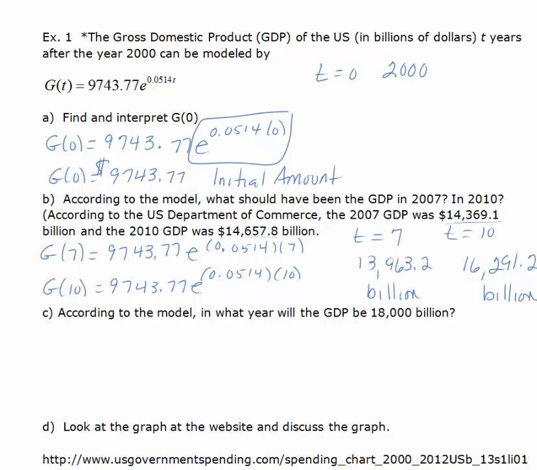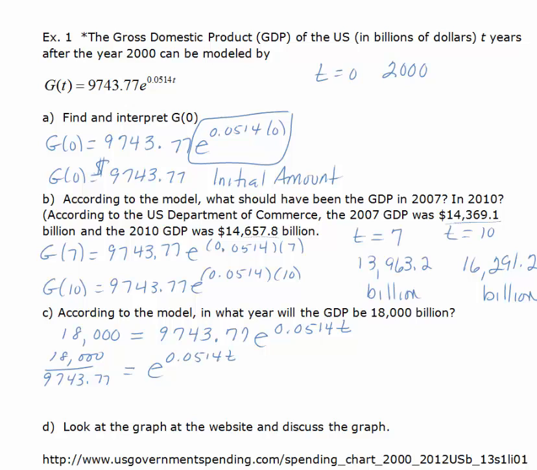All right, the next question says, according to the model, in what year will the GDP be 18,000 billion, which is really 18 trillion. But let's plug this in. If I know what the GDP is, that's my g of t, so it's going to be 18,000 equals 9743.77 e to the 0.0514t. We're trying to solve for t, so we're going to divide each side by 9743.77, so we get 18,000 divided by 9743.77. That equals e to the 0.0514t.